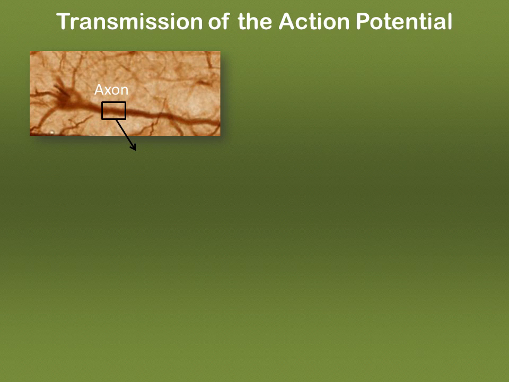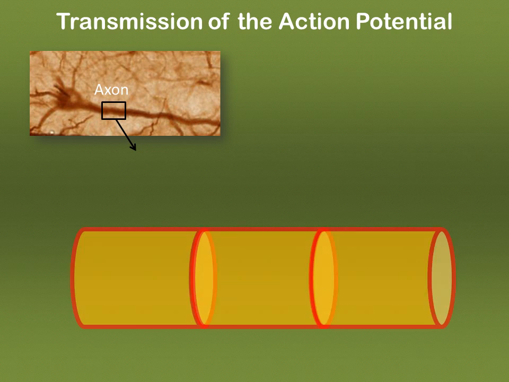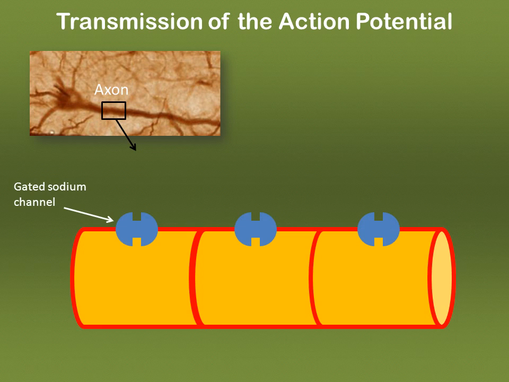So let's take a look at the transmission of an action potential down an axon. We see here a cartoon indicating three adjacent segments of an axon. We're going to move from left to right here as we go on. So here's an axon of a neuron. And along the membranes are embedded these gated sodium channels, these channels that can open and close, allowing sodium ions to enter, as well as gated potassium channels that will allow potassium ions to enter and leave.